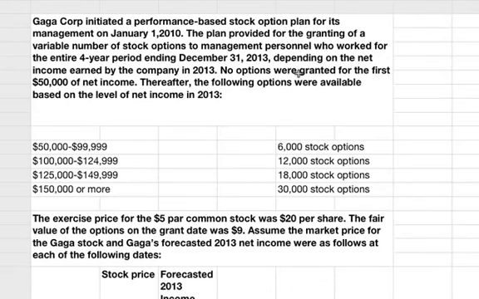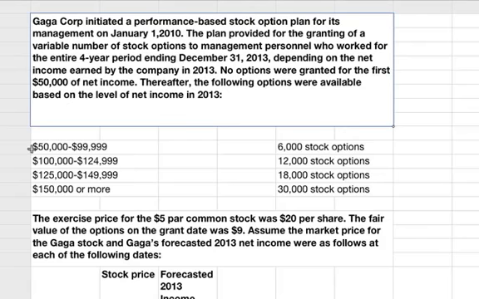Okay, this example problem is for performance-based stock options. If we read the problem here, it says Gaga Corporation initiated a performance-based stock option plan for its management on January 1st, 2010. The plan provided for the granting of a variable number of stock options to management personnel who worked for the entire 4-year period ending December 31st, 2013.